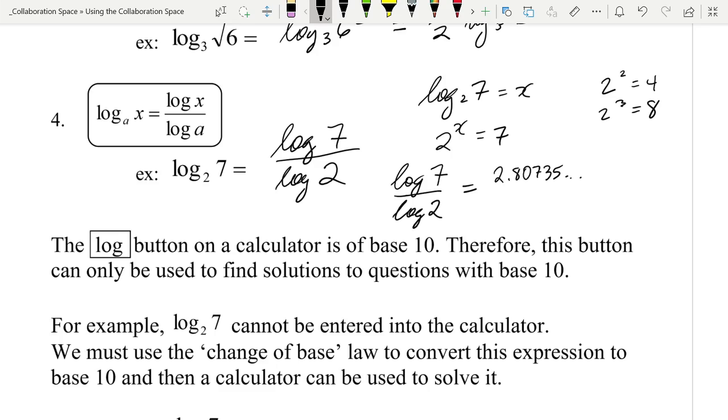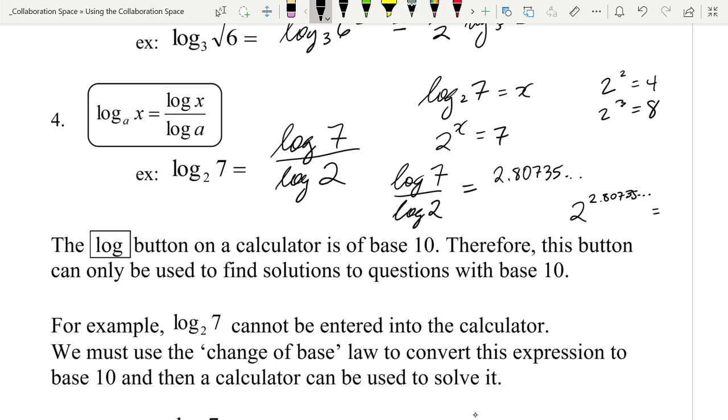Did that work? You got that? Okay. Remember how to use your answer button? Remember I showed you how to use the answer button when you're doing trig and stuff like that? See if that's true. According to our calculations, that should be the x in this equation. So why don't you see if that actually works? Go 2 to the power of that 2.80735 blah, blah, blah. It should be exactly 7 if you don't round it.